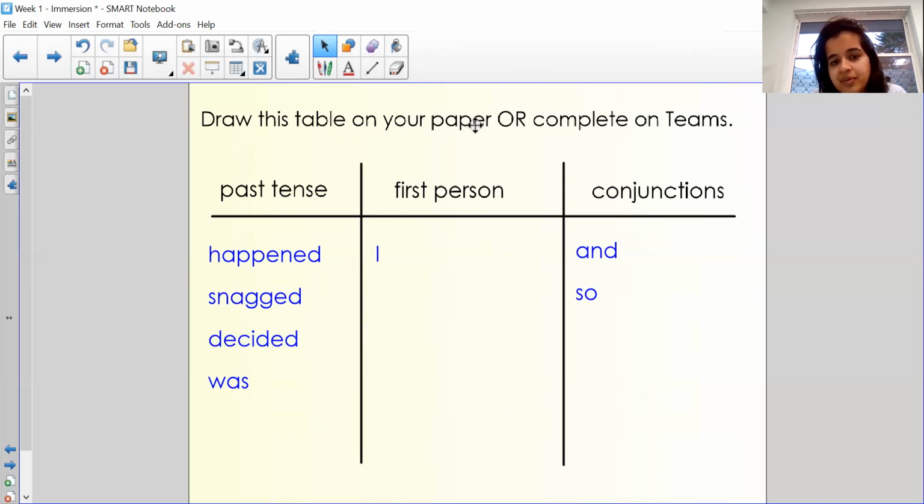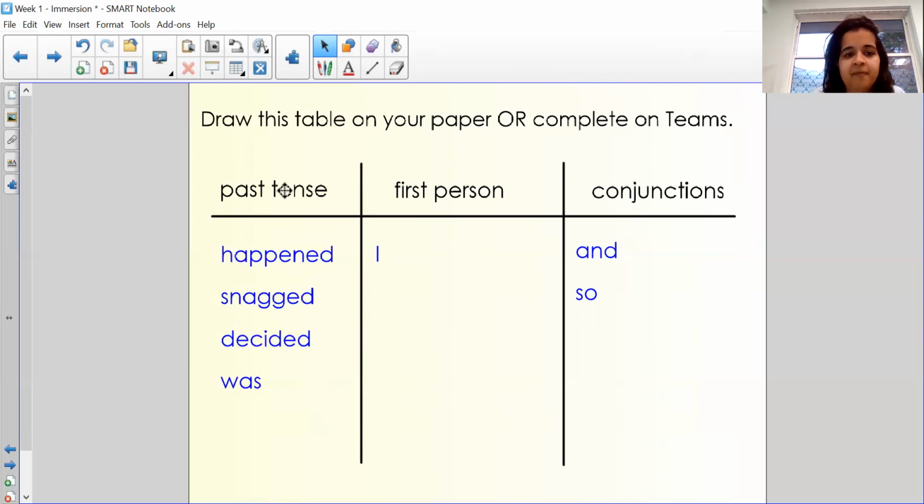So either do it on paper or complete it on Teams and then send it in to us so that we can see how you've done. Okay, so hopefully you were able to identify the features of the text: past tense, first person, and conjunctions. Okay, go back in the video to have a quick review if you cannot remember the features.